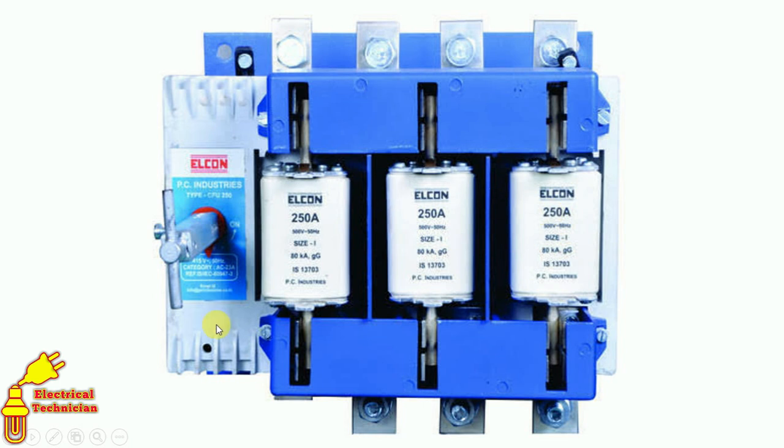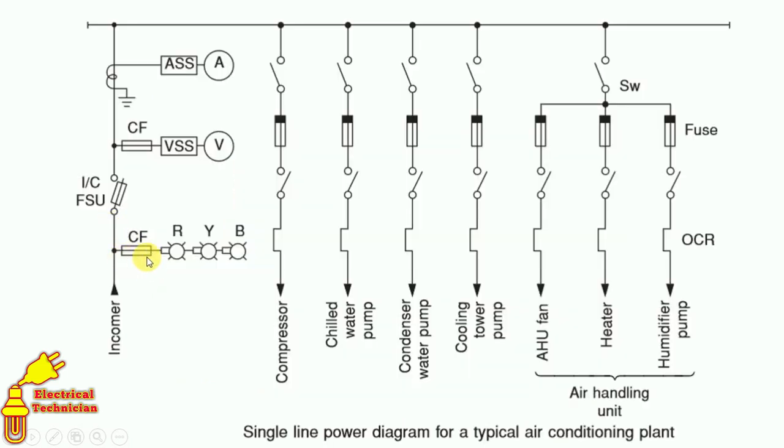F means fuse, so fuse are connected here. Along with this, switch is given here, so S means switch. So this is our fuse and this is our switch, together they are a unit. So we call this FSU, fuse switch unit. Now here a fuse is connected. Which fuse is this? Control fuse.